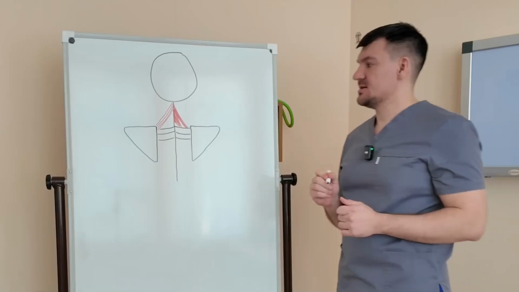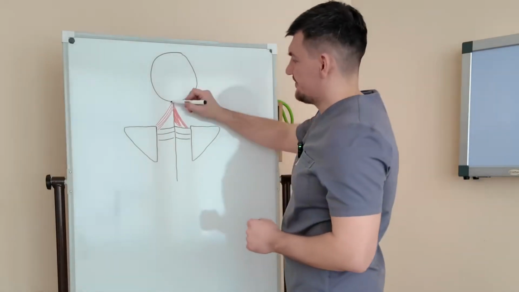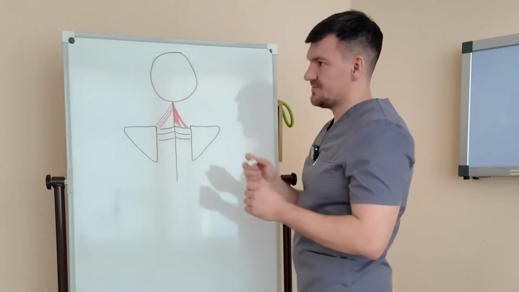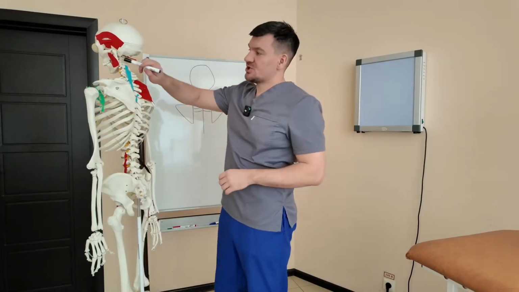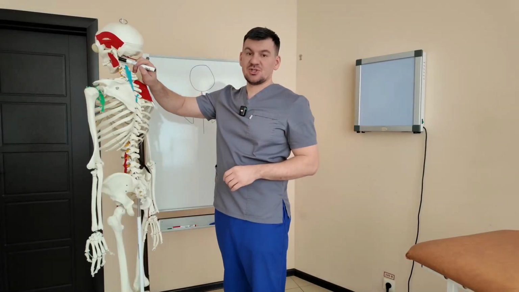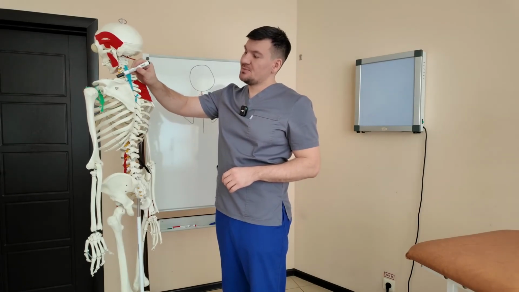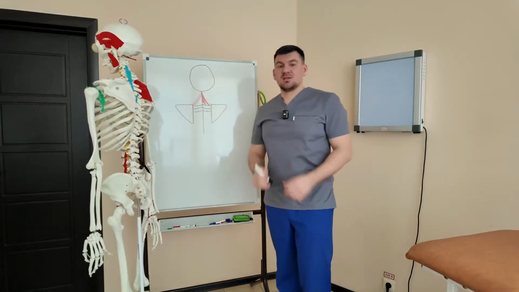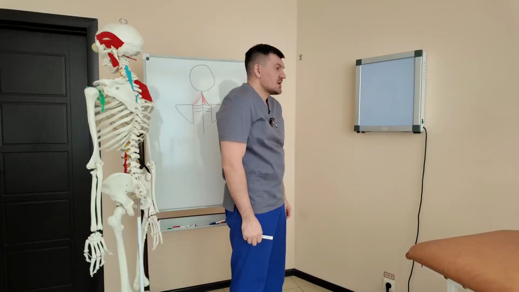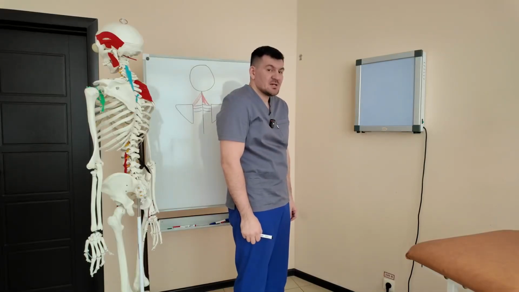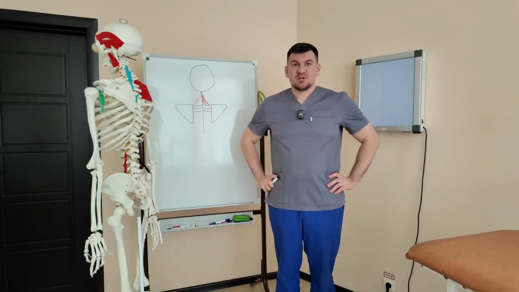The first one is the levator scapulae muscle. Here it is right here. It starts from the first four cervical vertebrae, and it attaches to the corner of the scapula. What happens when it is shortened? The scapula is lifted upwards and slightly shifted forward. In this case, the head also begins to pull slightly towards the shoulders. And visually, in people with a shortened muscle that lifts the scapula, the neck becomes shorter.